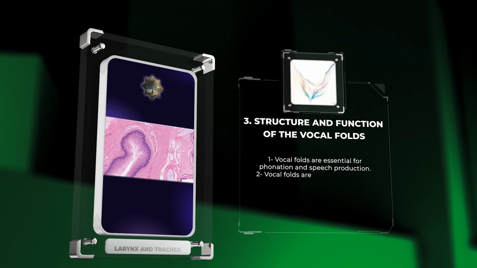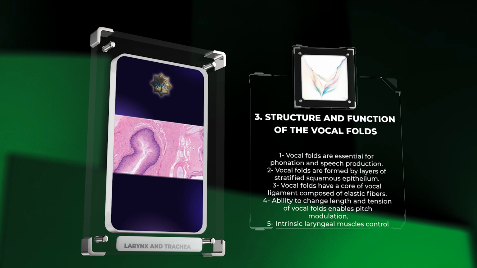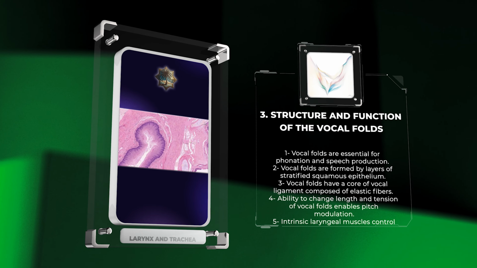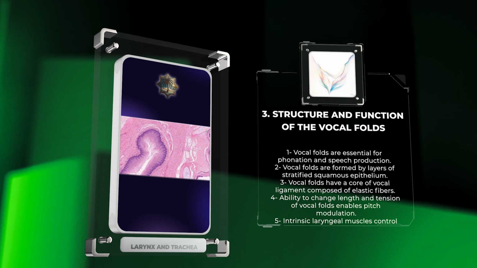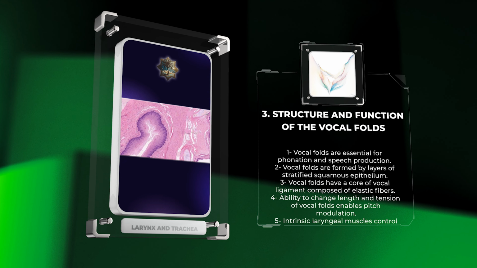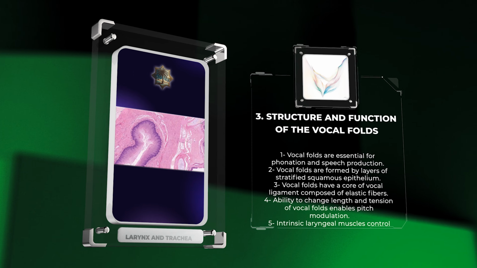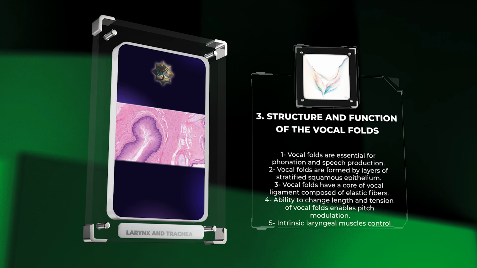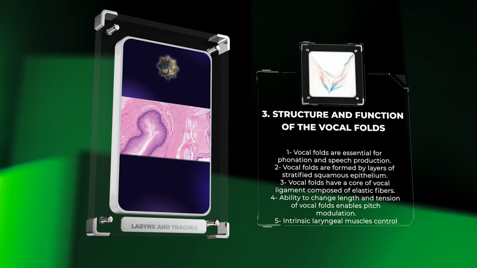The vocal folds, or vocal cords, are essential for phonation and speech production. They are formed by layers of stratified squamous epithelium, covering a core of vocal ligament composed of elastic fibers. The ability to change the length and tension of the vocal folds enables pitch modulation. Additionally, the contraction of the intrinsic laryngeal muscles, such as the thyroarytenoid muscles, controls the opening and closing of the vocal cords, facilitating sound production.